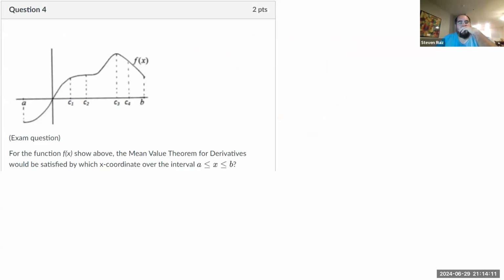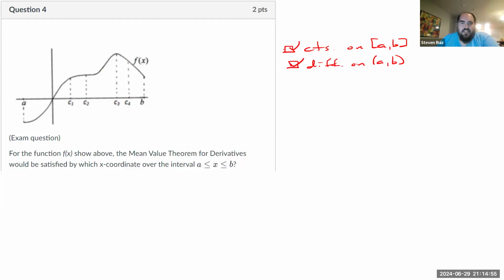All right, question 4. For this function, the mean value theorem for derivatives will be satisfied by which coordinate? So, first of all, we should make sure the mean value theorem should even be something we can look for. So, is this function continuous on the closed interval AB? Looks like it is. Does it look differentiable on the open interval AB? I don't see any hard corners. I don't see any vertical tangents. I feel good about that too.